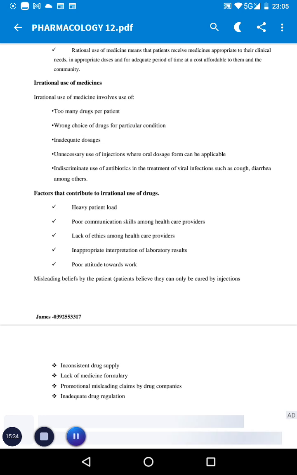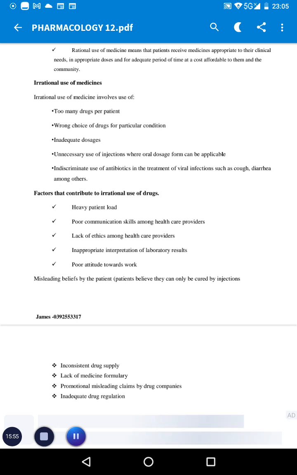And then inadequate doses. This is like you're supposed to get the treatment for 5 days and then you're given it for 2 days. It's already inadequate. Or maybe you're supposed to take one, let's say 3 times a day, and you're asked to take 1 time a day or two. That is already underdose, which is equivalent to inadequate.